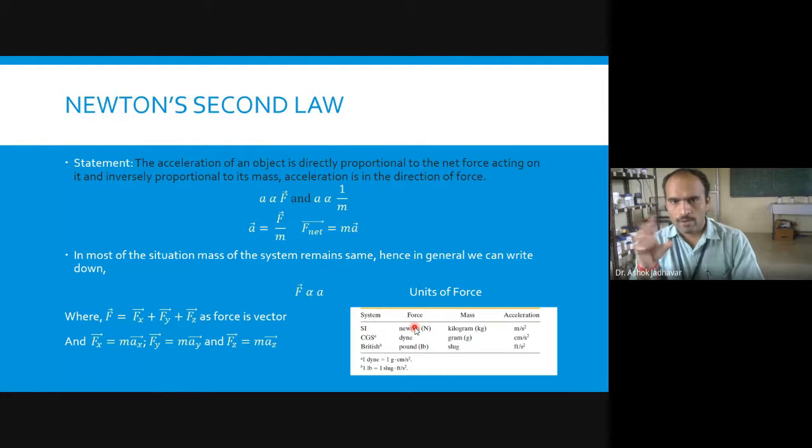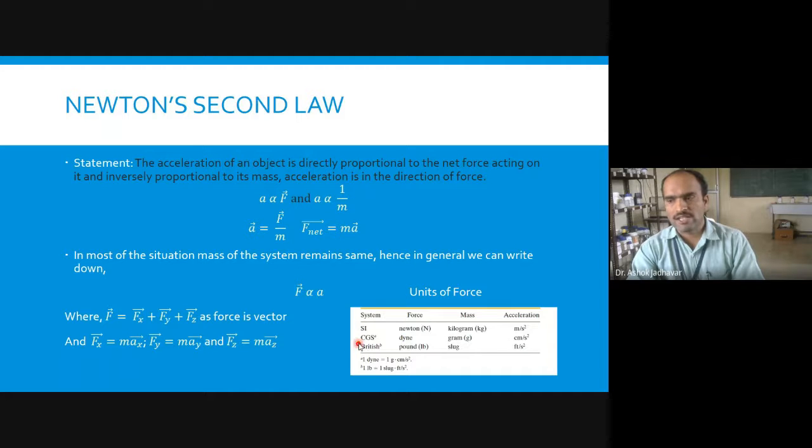We know this definition. 1 Newton is what? 1 Newton means 1 kilogram multiplied by 1 meter per second square, right? So this will give me 1 Newton. So 1 Newton equals 1 kg mass multiplied with 1 meter per second square acceleration. This is the SI unit.